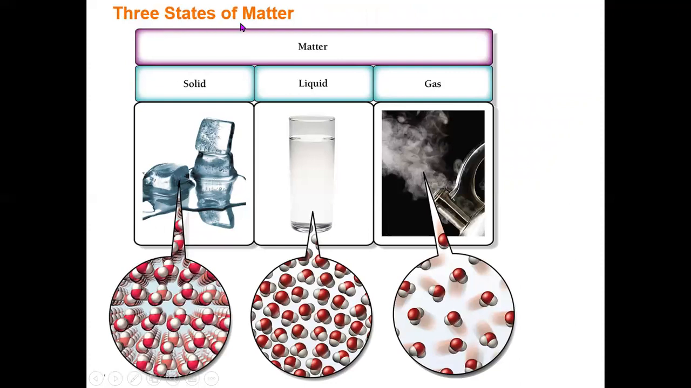So there are three states of matter. We see, starting from the top, matter, and then these three states. Solid: an example of solid matter is H2O, which is ice. And then the liquid is another state. An example is H2O liquid, which is water. And then H2O can appear as a gas, and the fumes from this water heater are water vapor.